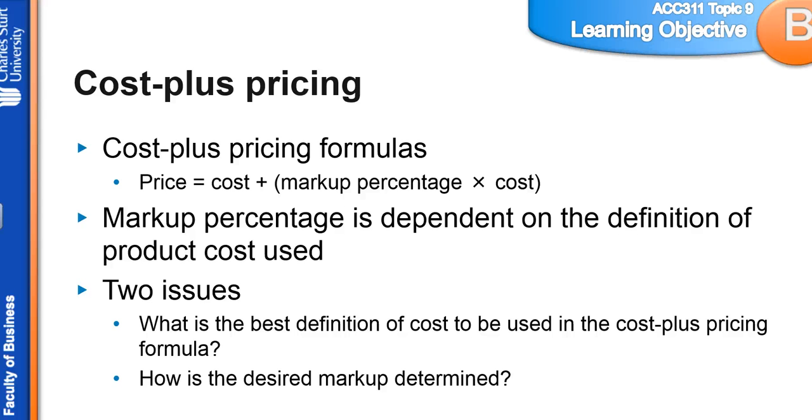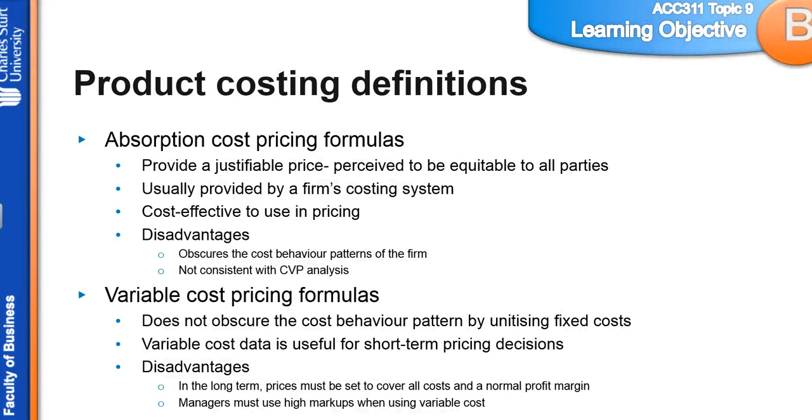Now, the markup percentage is dependent on the definition of the product cost used. There are two issues. First of all, what is the best definition of cost to be used in the formula, and how is the desired markup to be determined? There are two product costing definitions that we'll be looking at: the absorption cost pricing formula and the variable cost pricing formula.